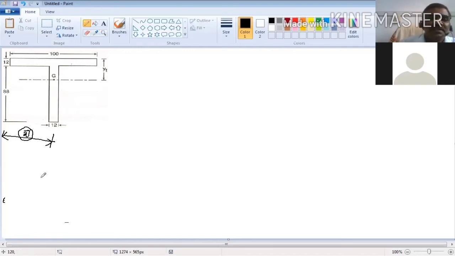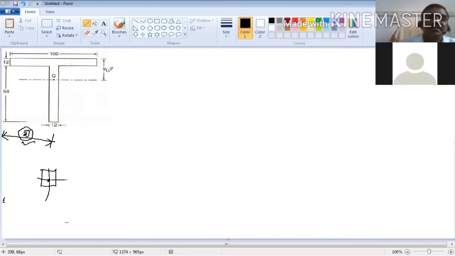If your cross section is symmetrical like this, you can easily say the center of gravity will be at the center. But this one is symmetrical about the y axis, so x bar is known, but it is not symmetrical about the x axis. Then you have to find the y bar. How to find y bar?